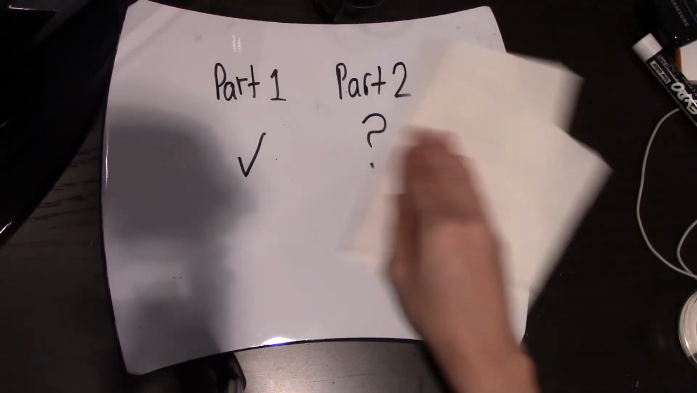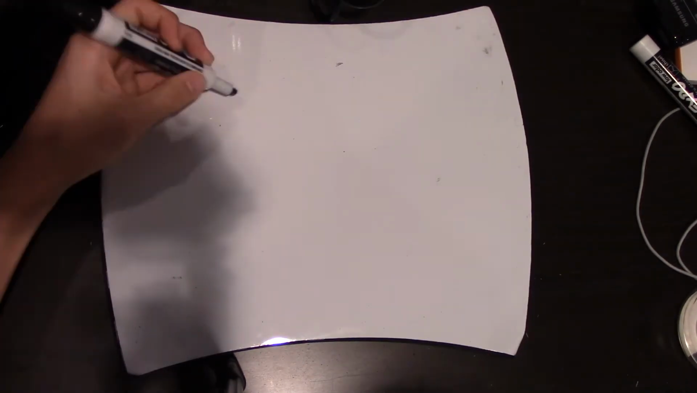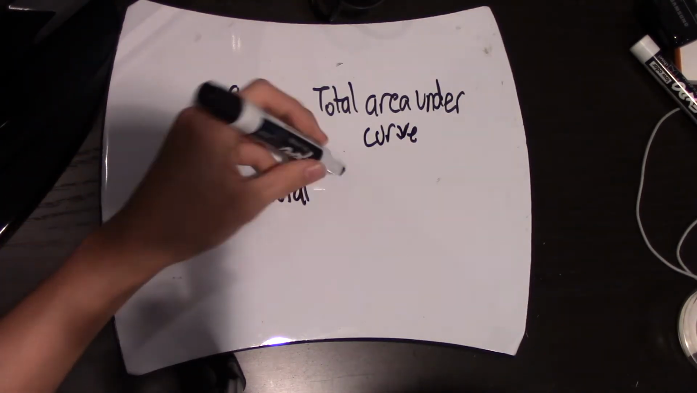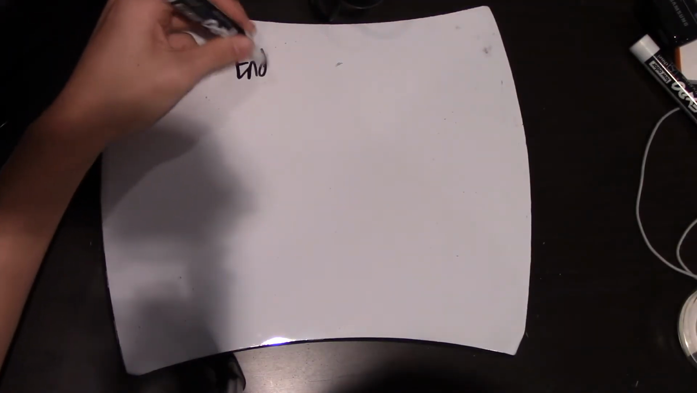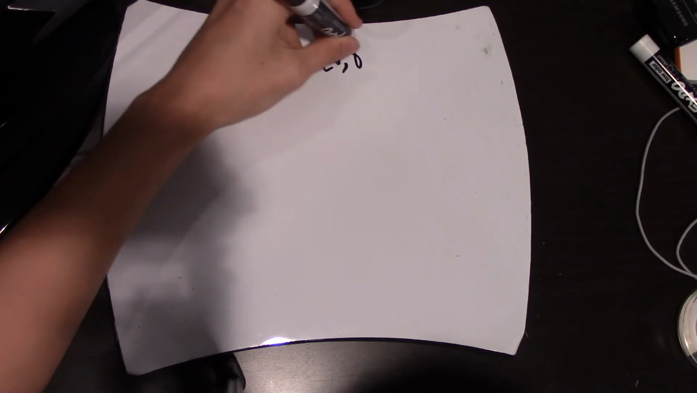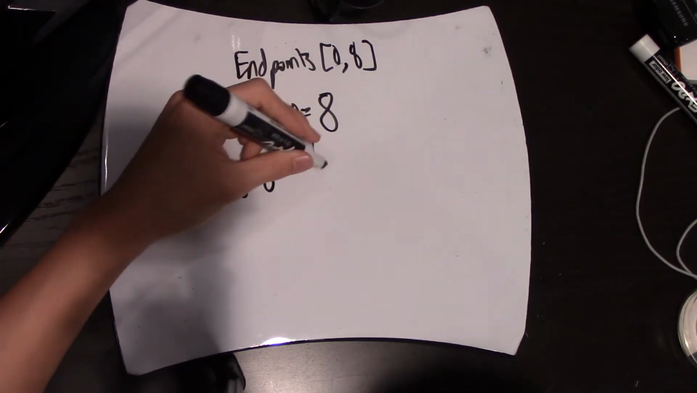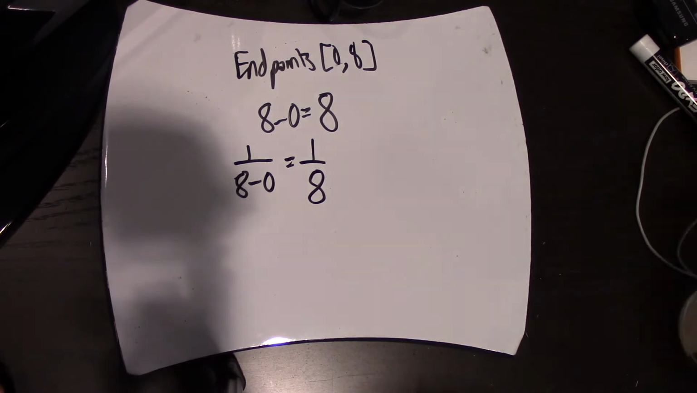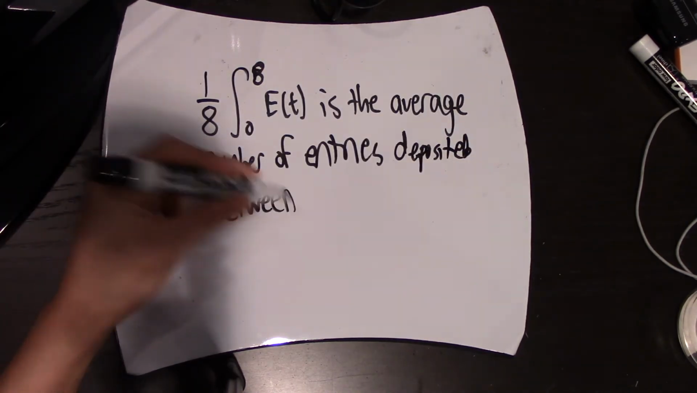Now to answer the second part of the question, we have to figure out what this means. Well, earlier, we discussed how the integral is the area underneath the curve, which is the total number. But what does that 1/8 in the front do? Well, the difference between the endpoints 8 and 0 is 8, isn't it? And if we're dividing that number by the total, aren't we taking the average? That means this expression is actually the average number of hundreds of entries in the box between noon and 8 p.m.